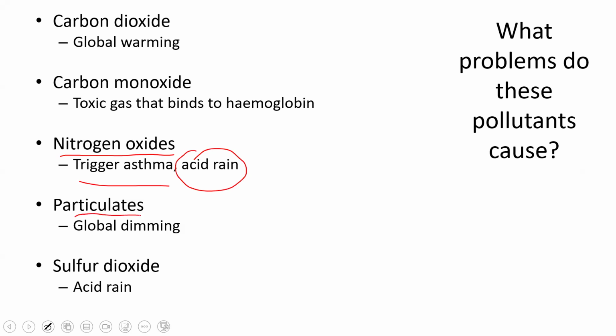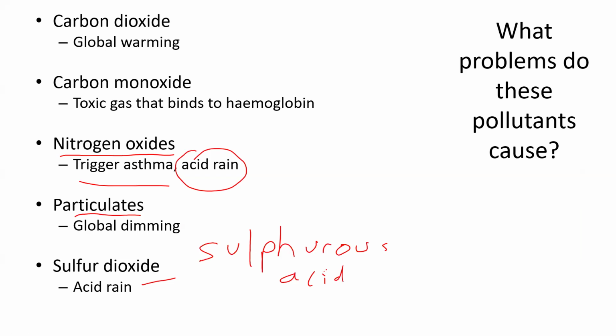Particulates, I'll talk about that a little bit in a minute, but basically that is global dimming. Sulfur dioxide also can produce acid rain, whether it is sulfuric acid or sulfurous acid. It could be a weaker version of sulfuric acid, which is sulfurous acid. So they are the big 5 main pollutants: CO2, carbon monoxide, nitrogen oxides that can cause asthma, particulates, and sulfur dioxide.